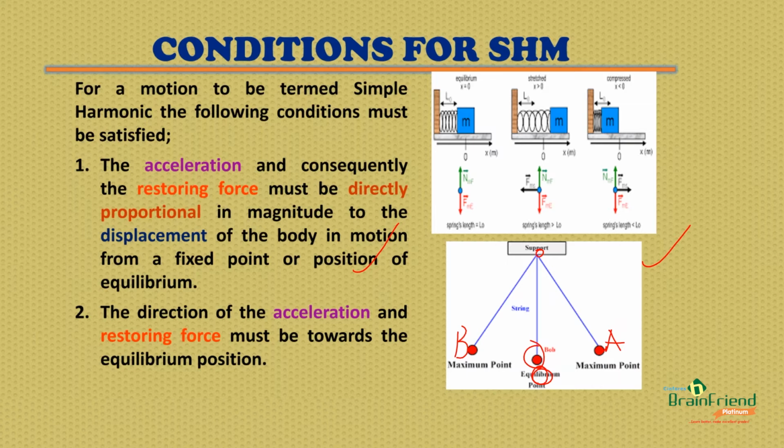The next condition that must be satisfied for a motion to be termed simple harmonic is that the direction of the restoring force as well as the acceleration must be towards the equilibrium position. Let's consider our example of simple pendulum. Notice that the restoring force always pulls the bulb from point A or point B towards the equilibrium point O. So a simple pendulum can be considered a simple harmonic motion.